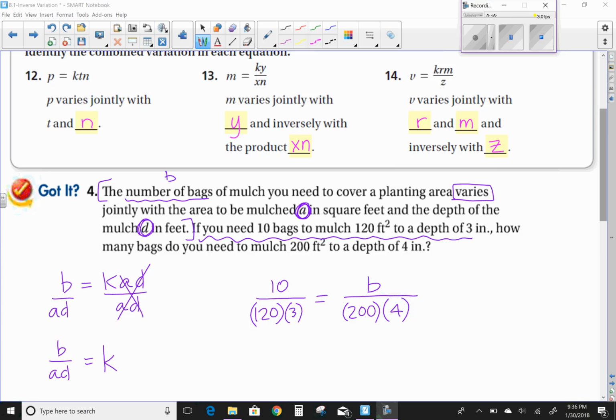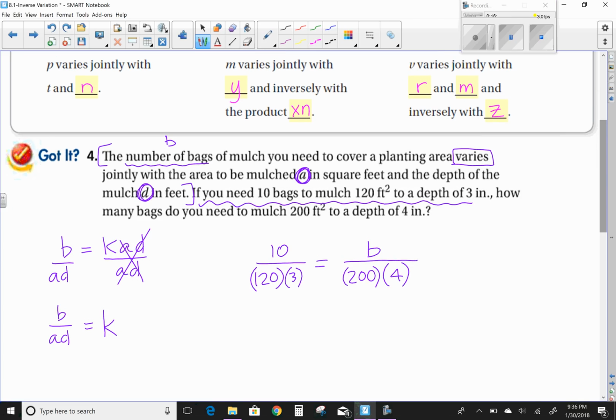Okay, I'm back. So we cross multiply. 10 times 200 times 4 is 8,000. And 120 times 3 is 360b. So when you take 8,000 and divide both sides by 360, you're going to get that b is equal to 22.2.